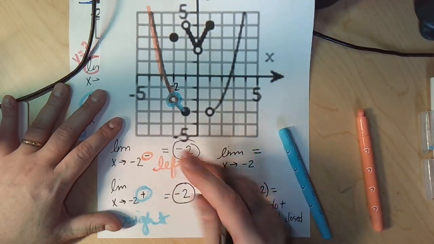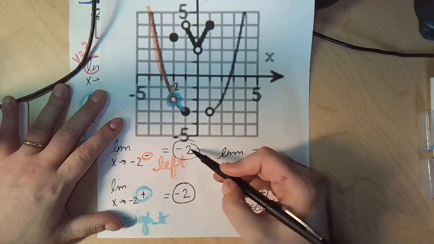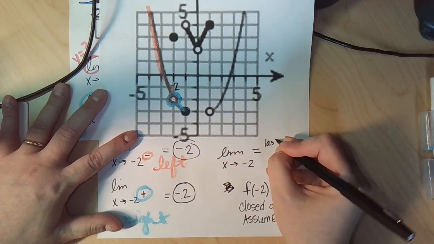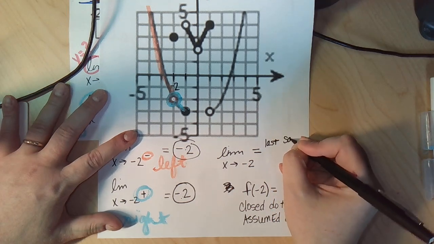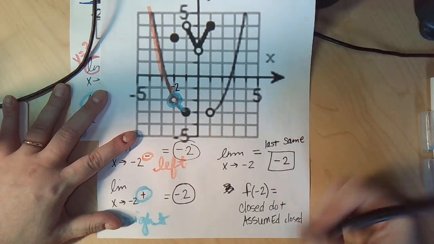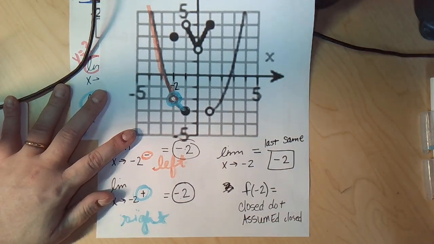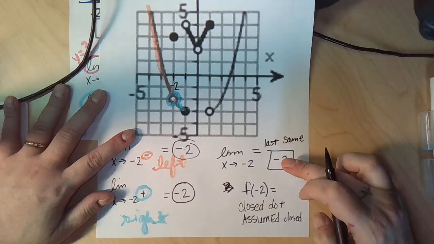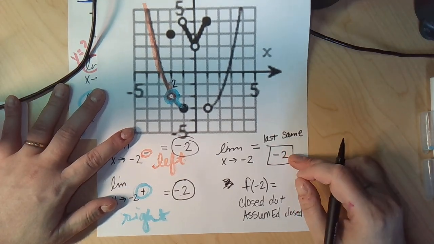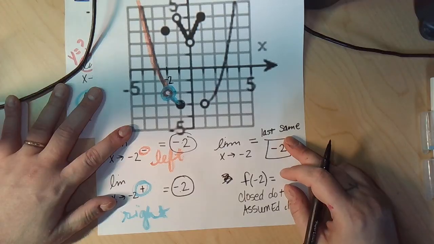Okay, and then if we consider both, if we're looking for x approaching just -2 without the little left or right symbol, since our last two answers were the same, then our answer for this one is -2 again. And the only time this third answer would be does not exist is if there was a jump, and we'll talk about a jump in a minute.